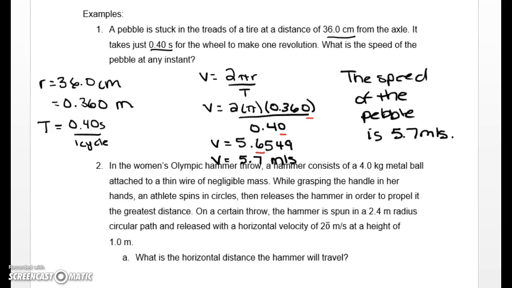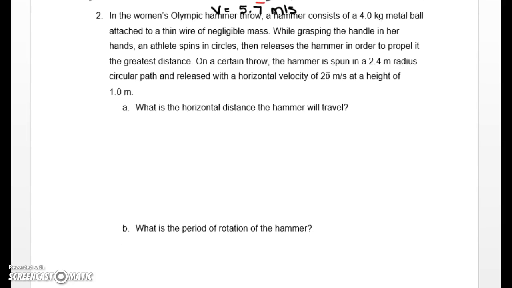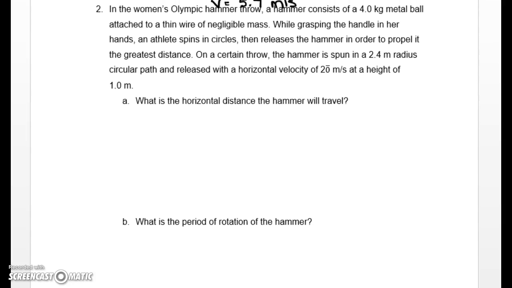All right, let's move on to example number 2. So in the women's Olympic hammer throw, a hammer consists of a 4.0 kilogram metal ball attached to a thin wire of negligible mass. While grasping the handle in her hands, an athlete spins in circles, then releases the hammer in order to propel it the greatest distance. On a certain throw, the hammer is spun in a 2.4 meter radius circular path and released with a horizontal velocity of 20 meters per second at a height of 1.0 meters. So part A wants to know, what is the horizontal distance the hammer will travel?